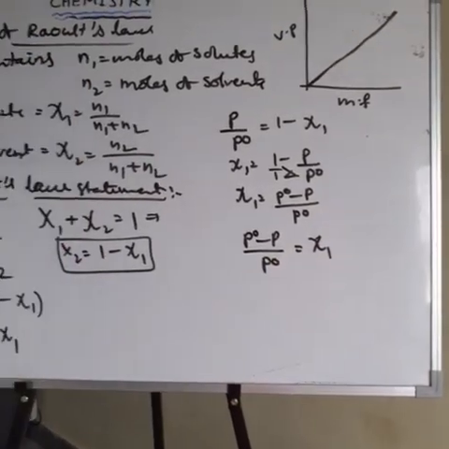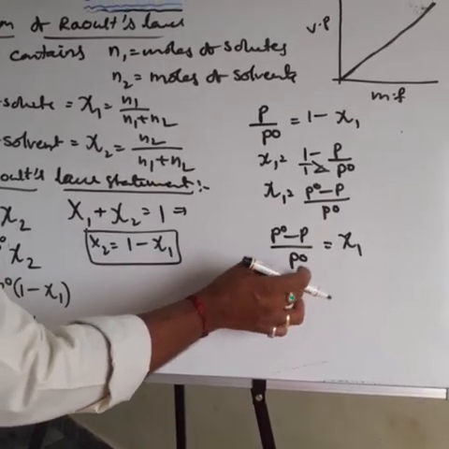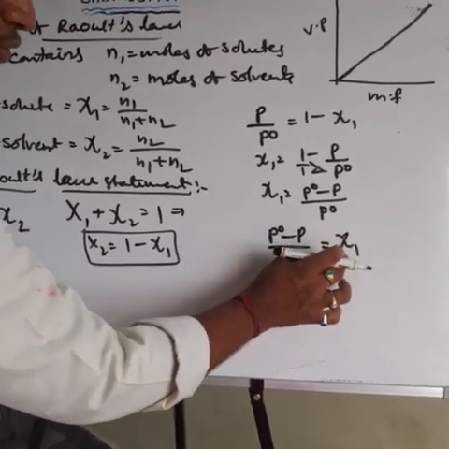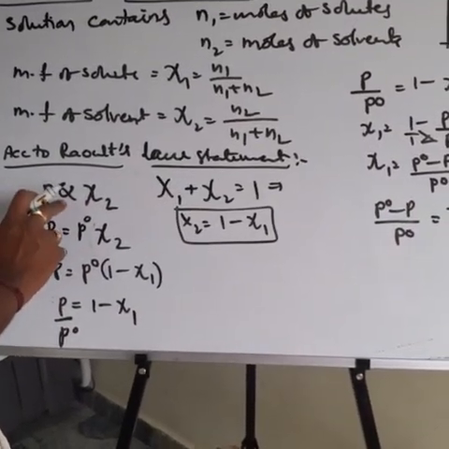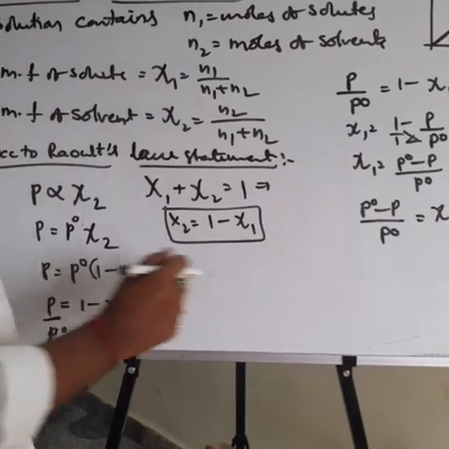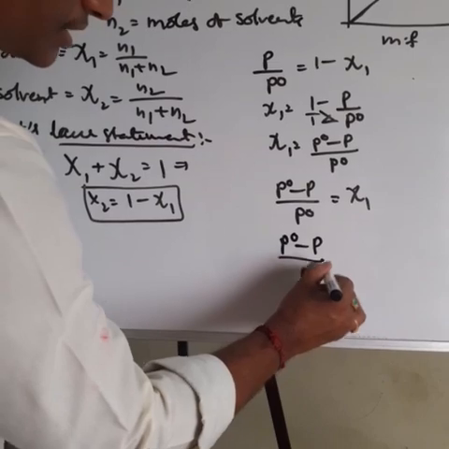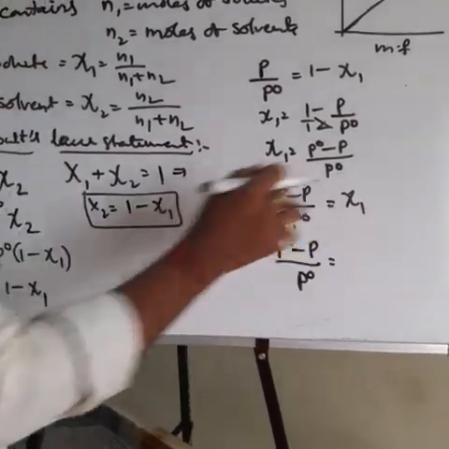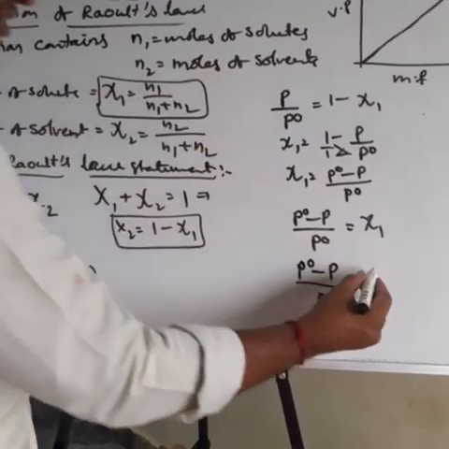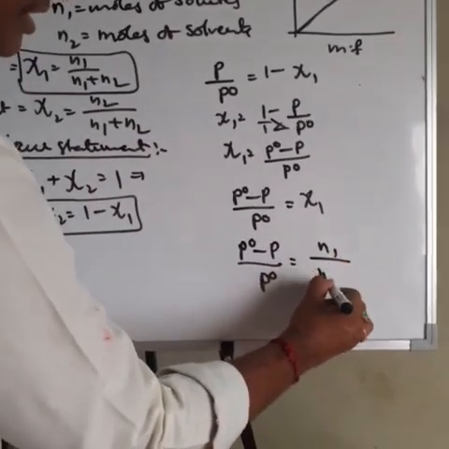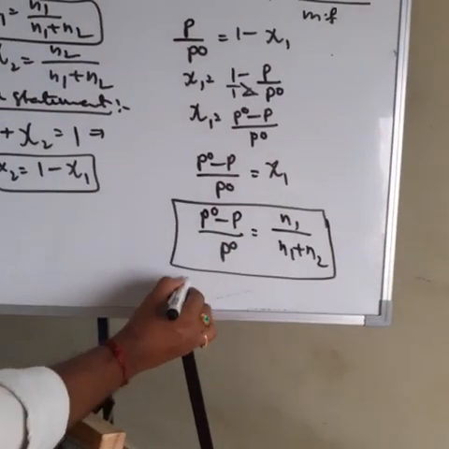Already I told you the Raoult's law statement: the relative lowering of vapor pressure of solution containing non-volatile solute is equal to the mole fraction of solute. But the vapor pressure of the solution containing non-volatile solute is directly proportional to the mole fraction of solvent. Then P naught minus P divided by P naught is equal to the mole fraction of the solute. Substitute this value in this equation: N1 divided by N1 plus N2. So this is the Raoult's law derivation.